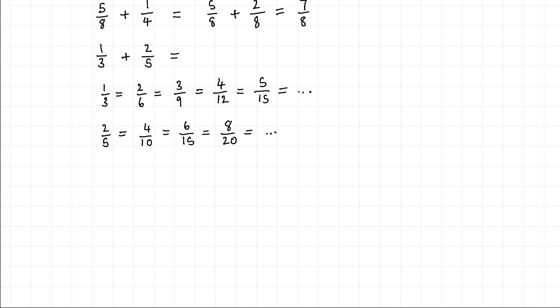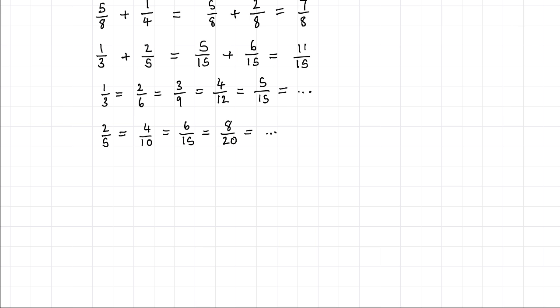So I know that 1/3 is equal to 5/15, so let's use that. So I've got 15ths here, and I've got 5/15 for 1/3, and I'm going to add to that. I need to add 2/5, but I know 2/5 has lots of equivalent fractions, and I'm going to choose this one. So 6/15. So 5/15 adds 6/15. I know my answer is going to be in 15ths, and my answer is going to be 11/15.